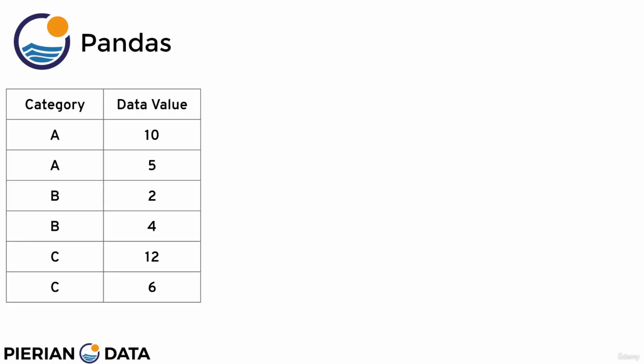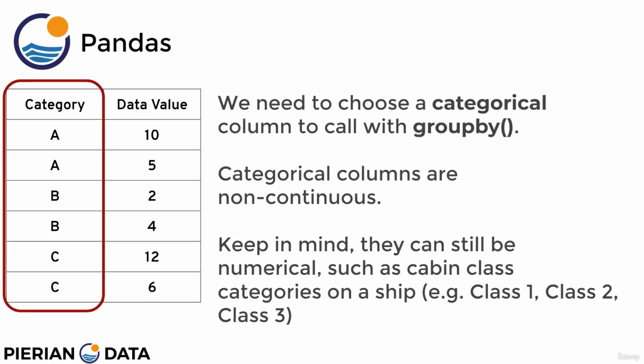Here we have two feature columns in this so-called data frame. We have a category column and a data value. And so when we're performing a group by call, essentially what we want to do is aggregate a continuous value per category. So here, the first step is to choose a categorical column to call with group by. And categorical columns are non-continuous. Essentially means that you have distinct groupings. So this category column has three distinct categories: A, B, and C. Unlike the continuous data value column, where we can see it's just some sort of continuous numeric column.